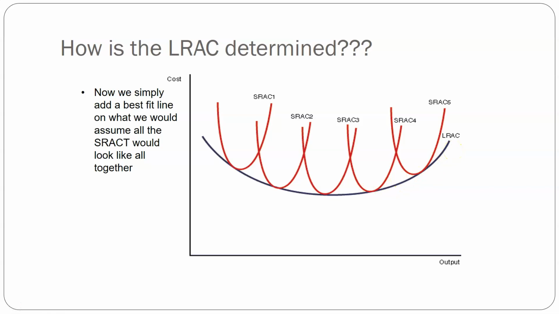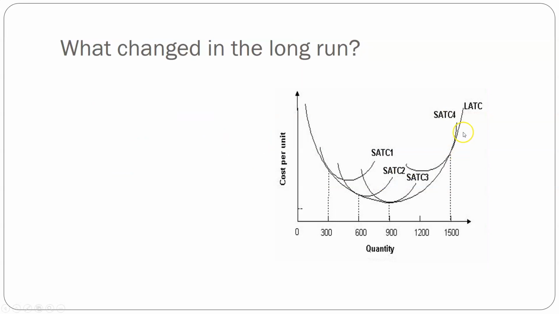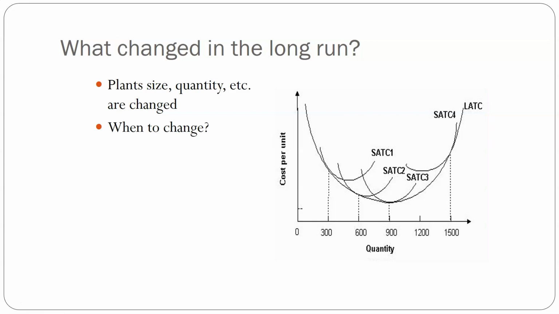Is it guaranteed to happen? At some point, yes. Can you push that off? Sure. There's definitely strategies to do that, but at some point that will happen. So again, what changed? Well, maybe it was the plant size. You increased it by whatever amount. Maybe you increased the amount of machines you have, etc. It's all the fixed resources.